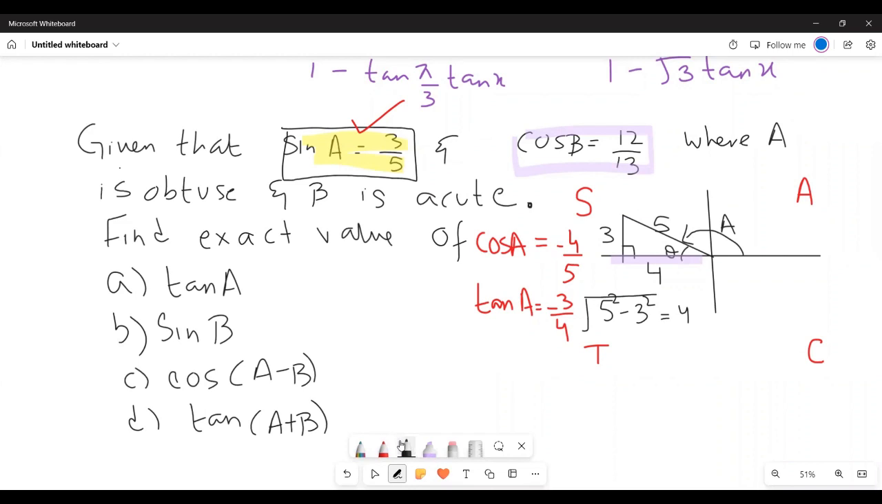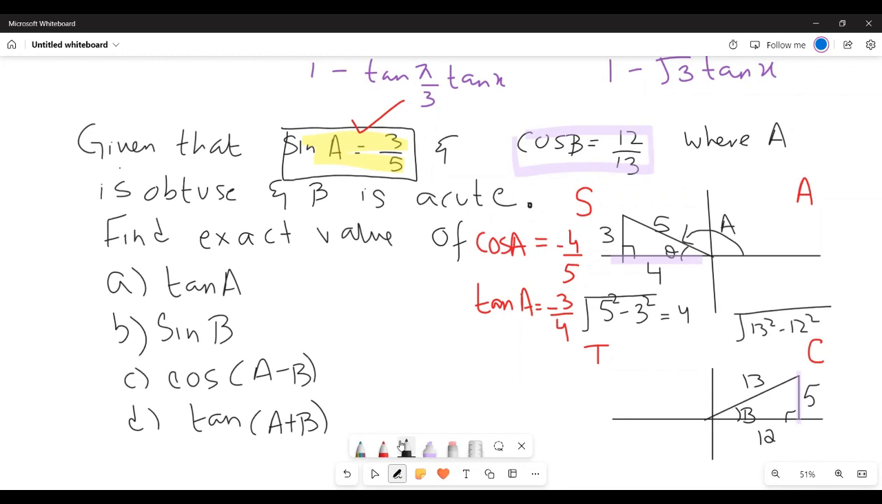B is acute, so B is going to be in the first quadrant. B will be somewhere over here. And then cos is adjacent over hypotenuse. So 12 is here and 13 is here. So find the third length using Pythagoras theorem again. That's going to be square root of 13 square minus 12 square, which I believe comes out to be square root of 25. So that would make this 5.